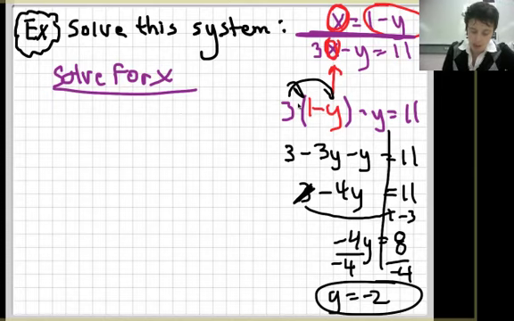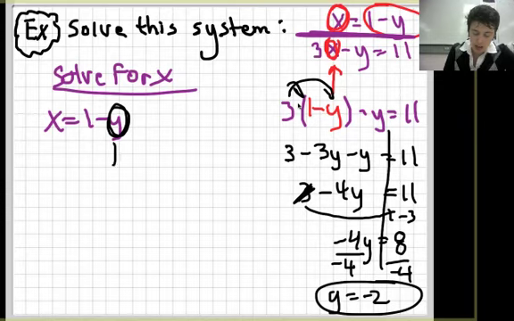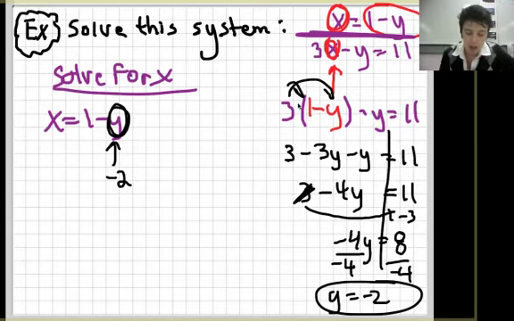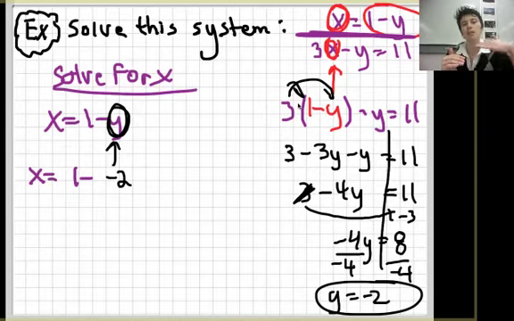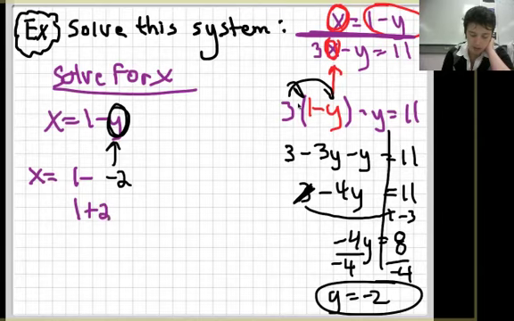I'm gonna pick x equals 1 minus y from the very start. And now that I think I have an answer for y, I think it's -2, I'm gonna take this y and change it into a -2. So instead of 1 minus y, we're going to have 1 minus -2. X equals 1 minus -2. And the two negative signs, the minus negative, are going to turn into a positive. So we're going to have 1 plus 2. X is equal to 1 plus 2. And 1 plus 2 is 3.